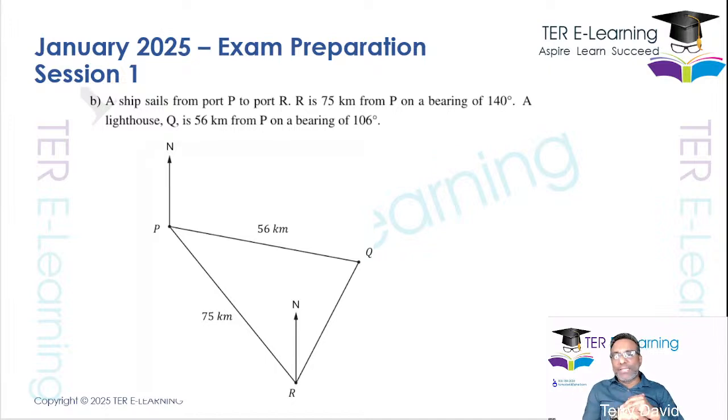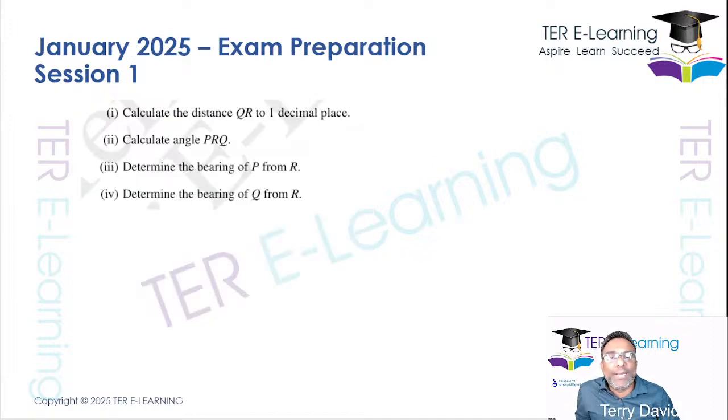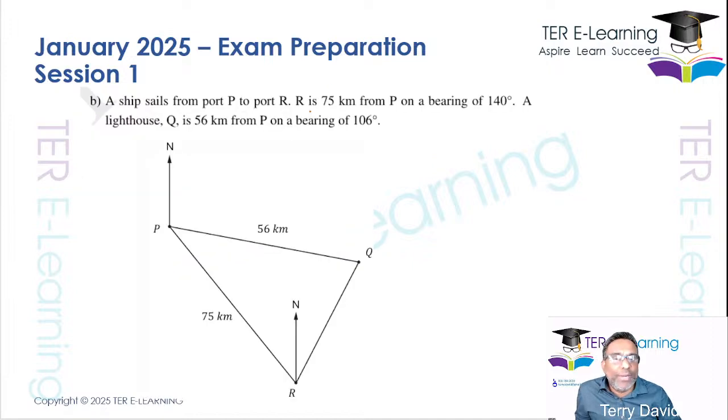So a ship sails from port P to port R. R is 75 kilometers from P on a bearing of 140. A lighthouse Q is 56 kilometers from P on a bearing of 106, and we want to calculate QR. So whenever they give you information regarding bearings, you need to write the information on the diagram.